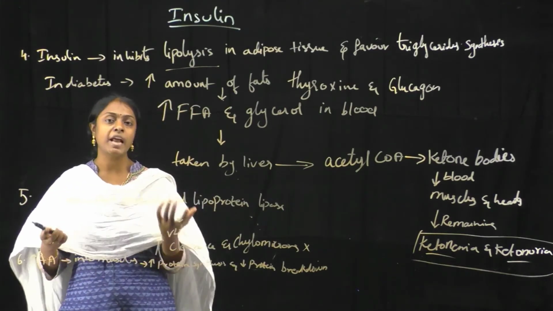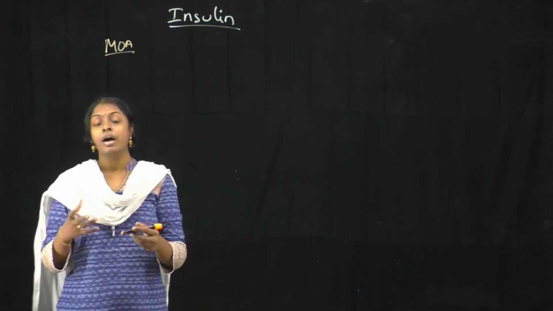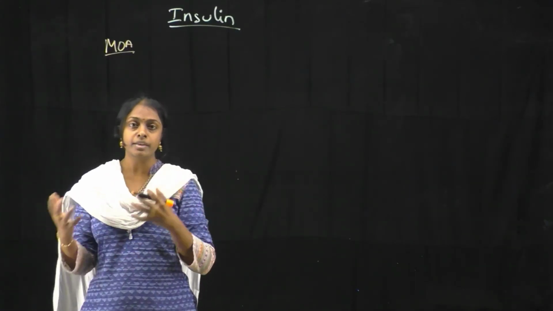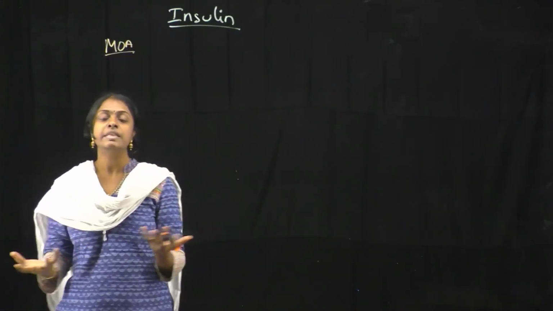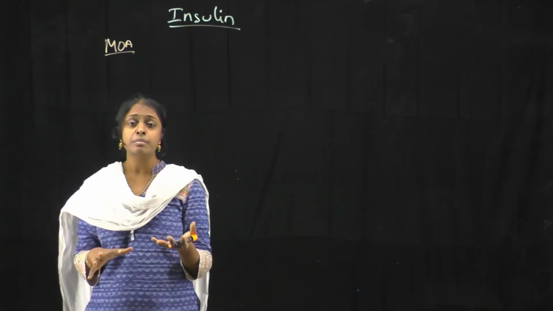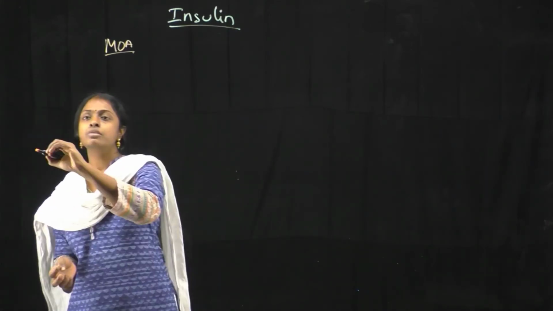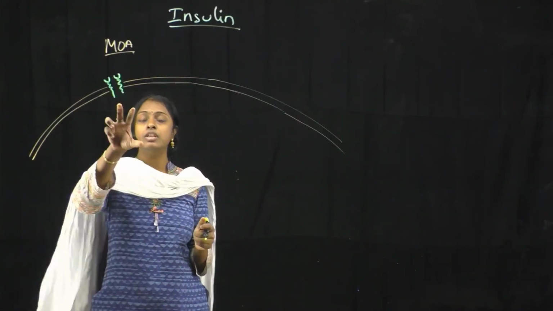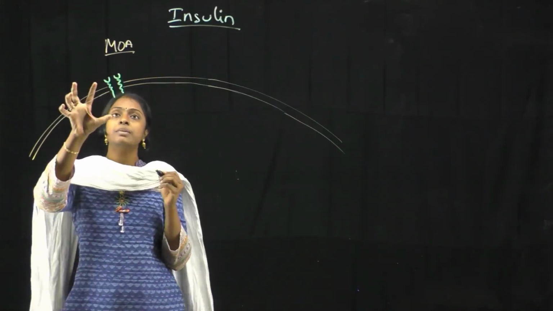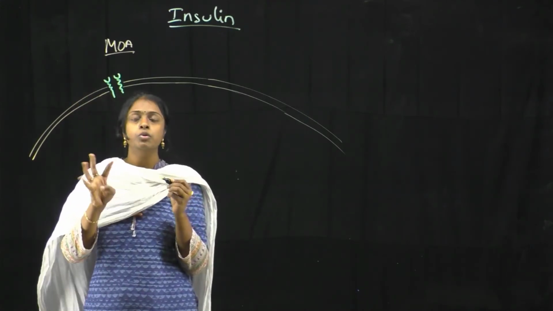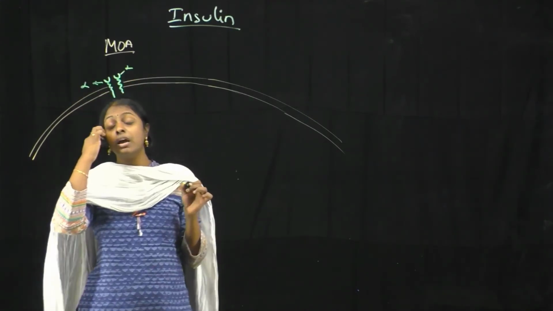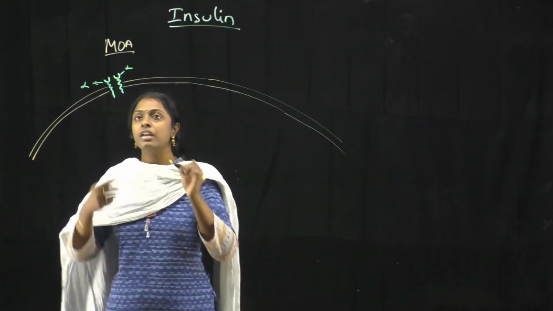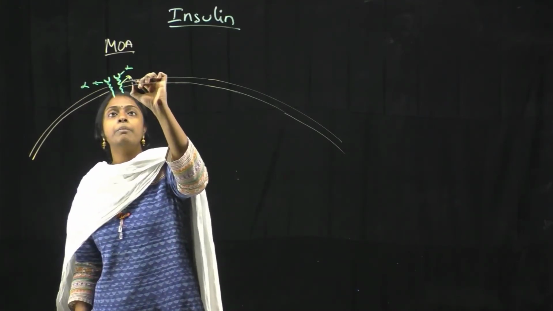So let's see the mechanism of action of insulin. How is this helping glucose to enter inside and what is it doing? Let's take any cell, a skeletal muscle cell or liver cell. So imagine this is the cell membrane. This is the insulin receptor. This insulin receptor consists of 4 subunits. 2 are alpha, which are located extracellularly, and 2 beta, which are transmembrane.